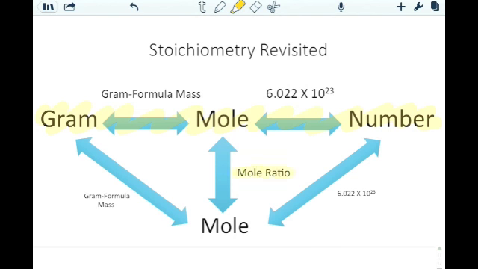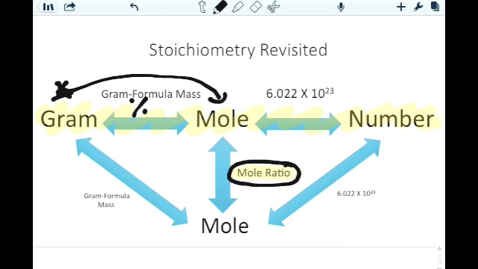Okay, so the way that this works, remember, when you start with mole, you always multiply. If you start with anything else, you're going to divide. So when looking at this, if we start with grams, and we go from grams to moles, well, we're going to divide by our gram formula mass. Now, what's new here is the mole ratio. What the mole ratio allows us to do is to convert between different substances in a chemical equation.